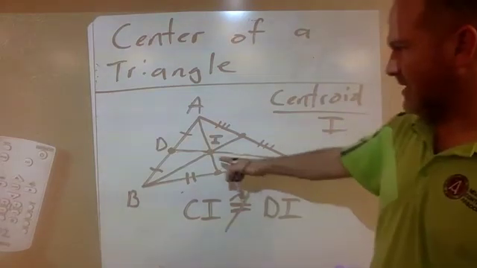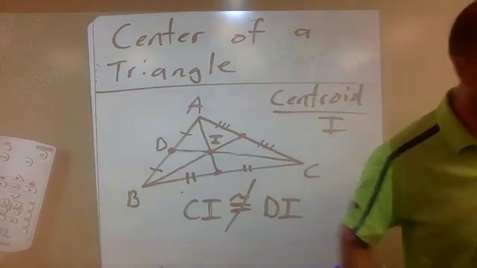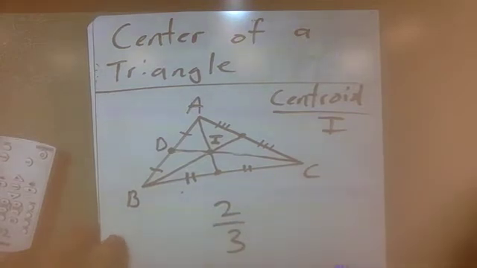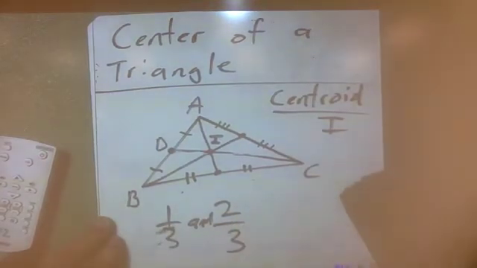You would think, like I said, since I is in the middle, it would split CD in half, but it does not. What it does do is it splits it at 2/3, not 1/2. It's not splitting CD in half. It's splitting it in thirds: 1/3 and 2/3. So what do I mean by that ratio?